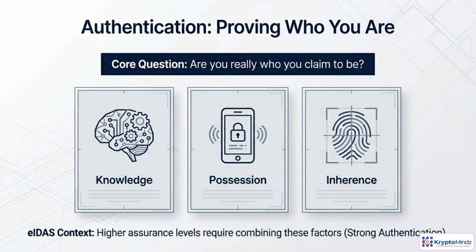Authentication answers one key question: are you really who you claim to be? Systems check this using 3 types of factors. Something you know, like a password or PIN. Something you have, like a phone or token. And something you are, like a fingerprint or face. Under eIDAS, higher assurance usually means combining at least 2 of these.